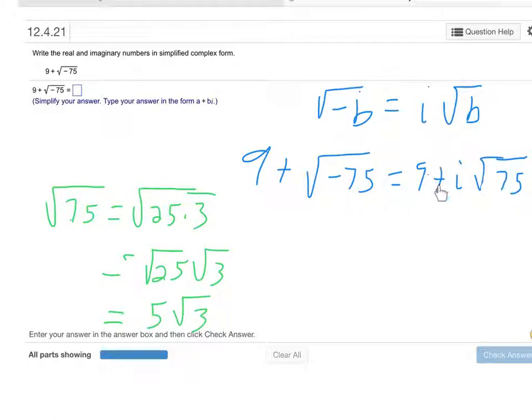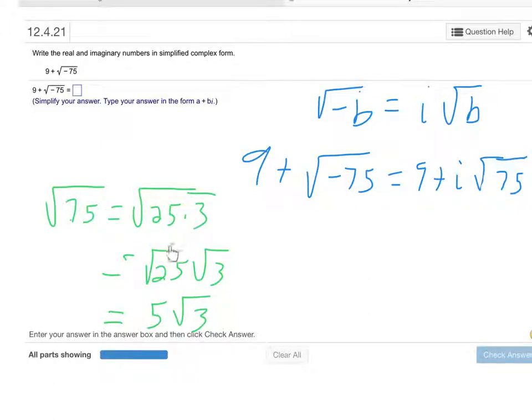First of all, the hardest part may be simplifying this radical. It says simplify your answer. That's what it's referring to, is to simplify the square root of 75. I've worked on that over here. When you're simplifying the square root of 75, you want to take 75 and break it into two numbers, one of them being the biggest perfect square factor of 75. In this case, it's 25 times 3 is 75.